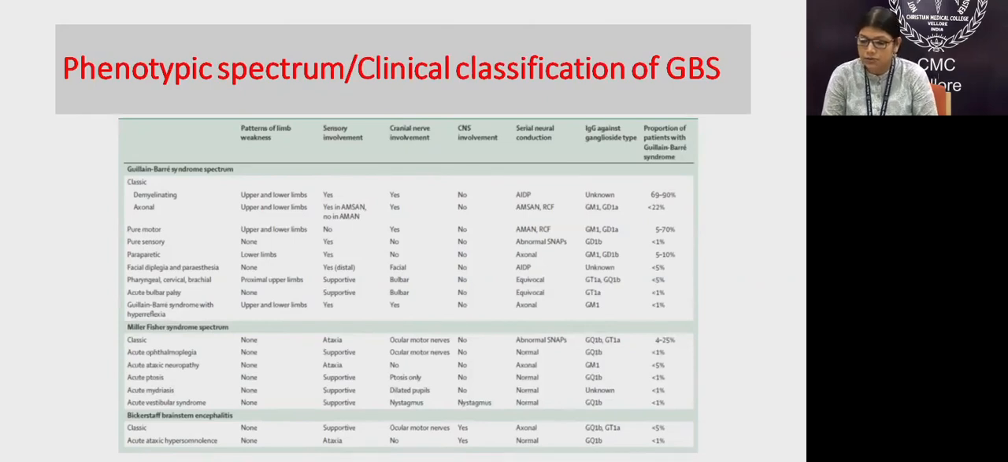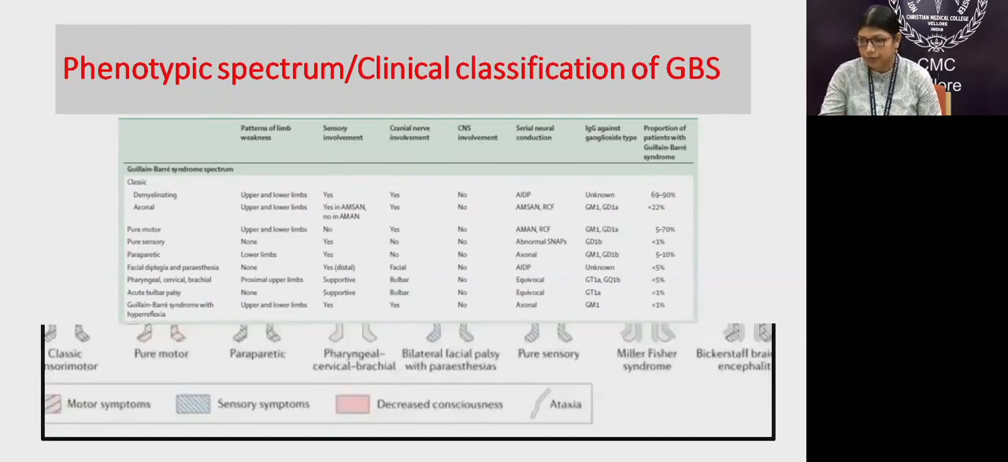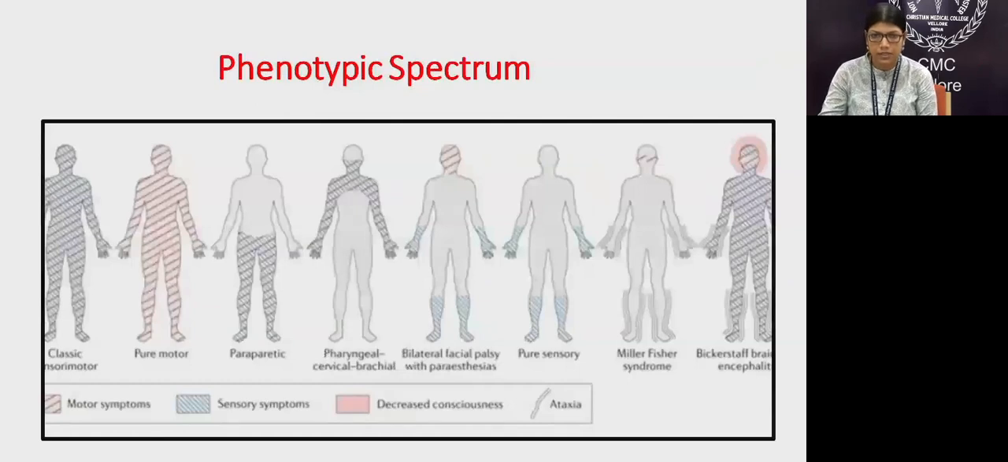And they can also present with acute ataxic hypersomnolence. And the most common forms are the AIDP, AMAN, AMSAN variant, and the Miller-Fisher variant. So these are the diagrammatic representation of the various phenotypic spectrum.